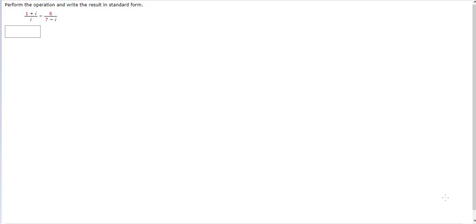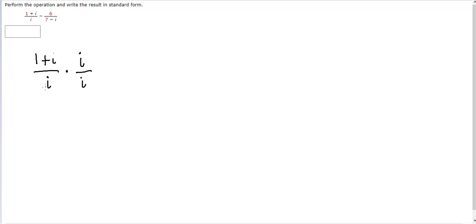This question goes on for quite a bit here. We're going to do two quotient simplifications, and then after we do those, we're going to have to get common denominators. So let's just jump right in. So the first fraction here says 1 plus i over i. So we're going to simplify that by multiplying by i over i.